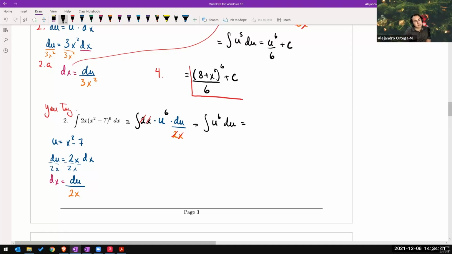All right, so this one, the integral should give us u to the 7 over 7 plus c, which at this point we're pretty much done. We just need to go back to the original variable, and that's going to be x squared minus 7 raised to the 7th over 7 plus c. The u to the 6th came from the original problem, because if this was a u, it was u to the 6th.